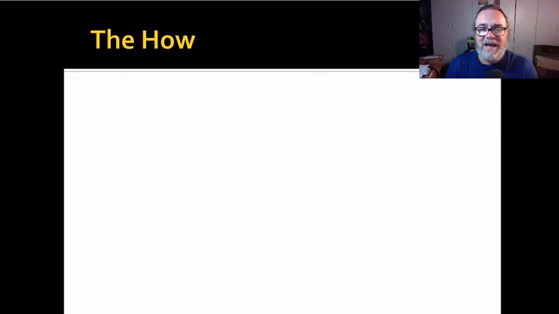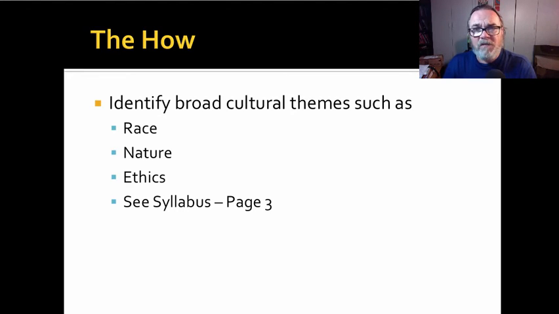So that brings us to the how. How can we connect cultural themes and American literary texts? Well, the first thing we want to do is identify the kind of broad themes that run in American culture. We're going to focus here on 3 of them: race, nature, and ethics. But if you check page 2 of the syllabus, you'll see I've got a list there of at least 10 of them, and we'll probably identify others through our conversation this semester.